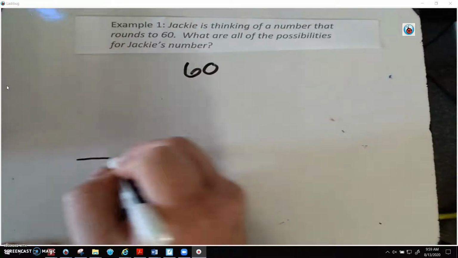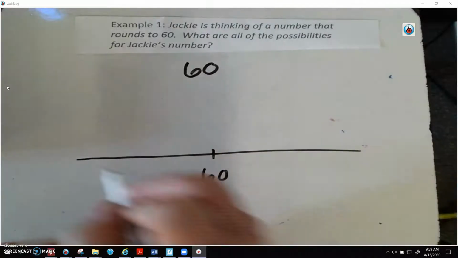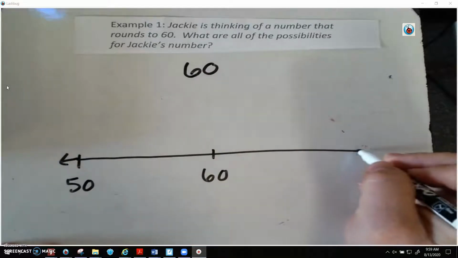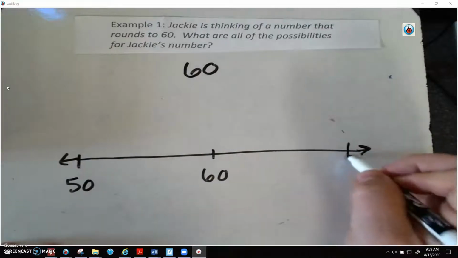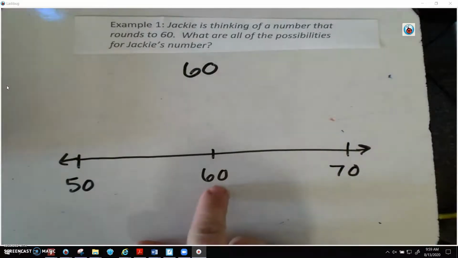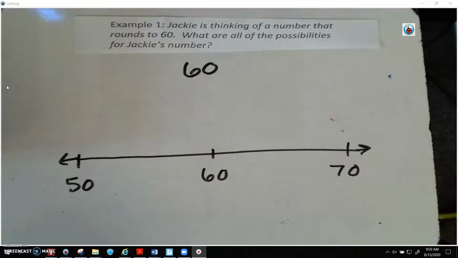So if I have a number line, I'm going to put 60 right here. I'm going to put 50 over here. And then 50, 60, I'm going to put 70 over here. So I'm thinking about what numbers are going to be close to 60. It looks like I'm going to be rounding to the tens place because if I round to hundreds, it's either going to be 0 or 100. So 60, there's not going to be anything rounded to 100. So I'm thinking about tens.